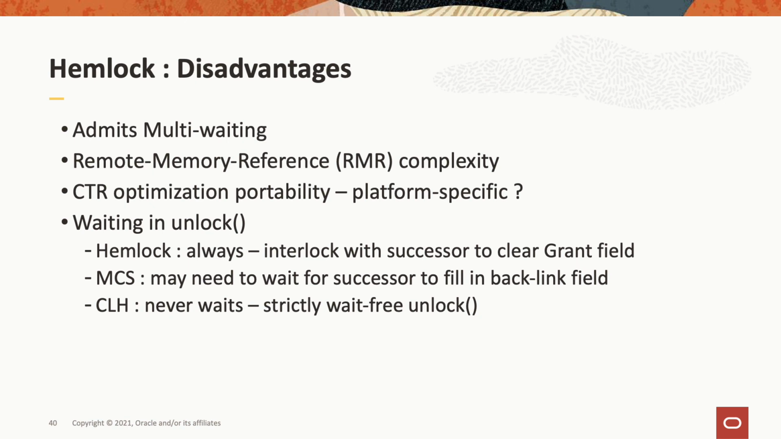In Hemlock, a thread that's released a lock always waits for the successor to clear its grant field. In MCS, a thread in unlock may need to wait for the successor to fill in the backlink. CLH, in contrast, never waits. It has a strictly wait-free unlock operator.